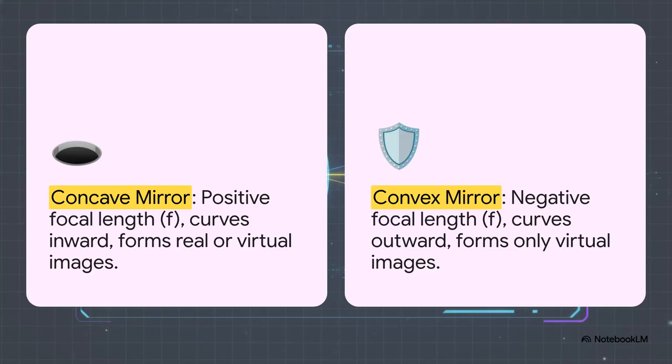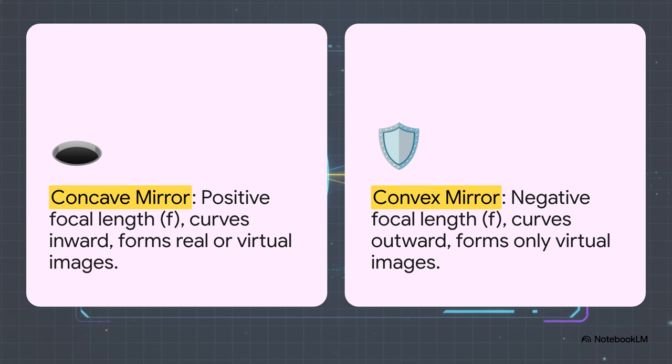So what happens when we curve that mirror? Well, it completely changes the game. It totally alters how it bends the light path. First up, we have the concave mirror. It curves inward, kind of like walking into a cave. It has a positive focal length, meaning it focuses our neon rays together to a real physical point in space. Because of this, it can actually form both real and virtual images.